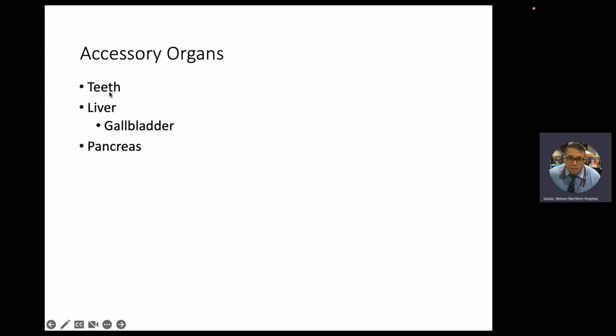Accessory organs are your teeth for chewing, your liver for your metabolic functions, and your gallbladder. The liver makes bile, but the gallbladder stores it, concentrates it, and then releases it. And remember, the bile in your gallbladder is an emulsifier. It is not a lipase.